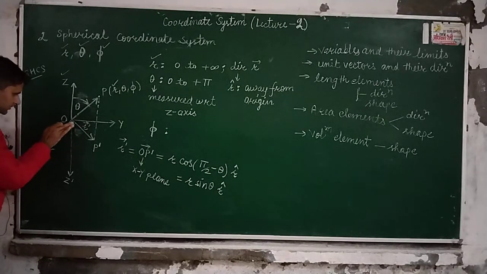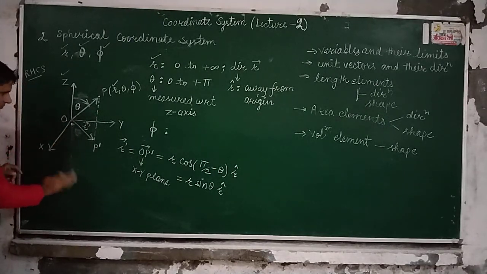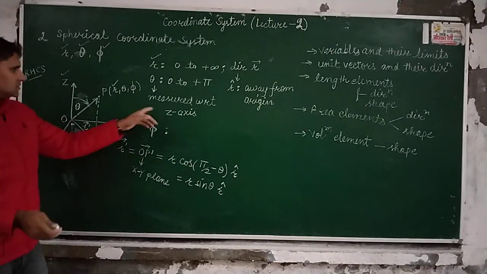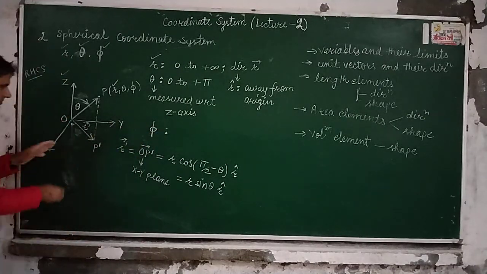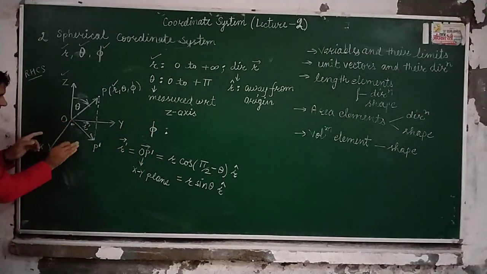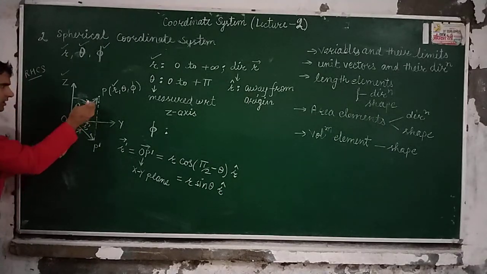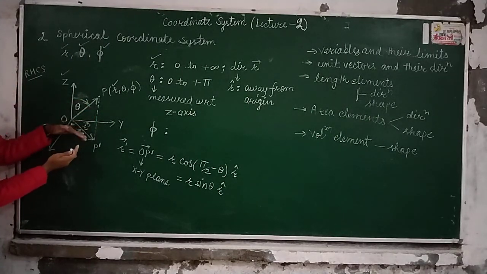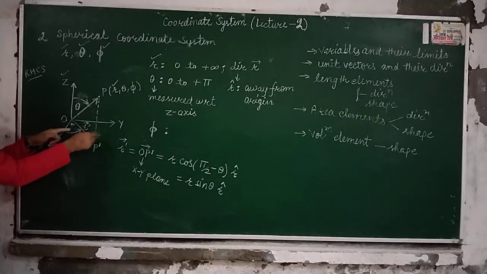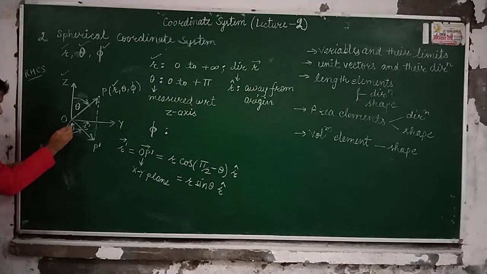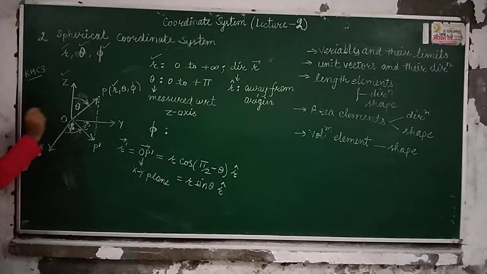Now you see, we are to discuss what phi is. Phi is the angle made by the projection of vector r, that is r dash, in the xy plane with the x-axis. So this angle is phi, I am writing it, this is phi.